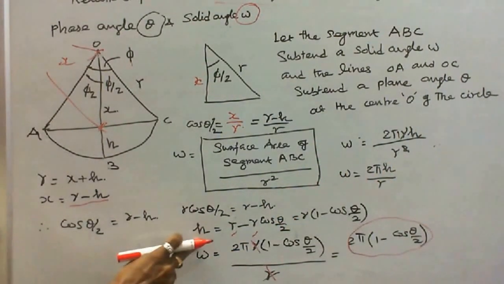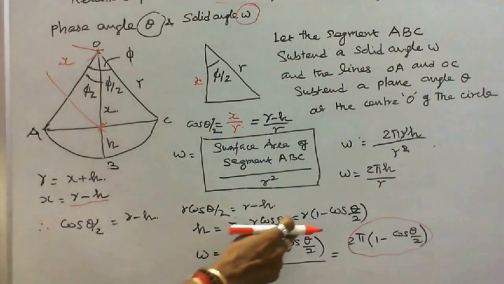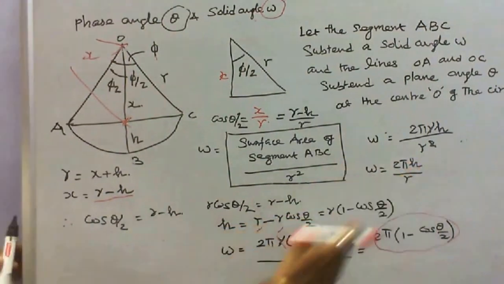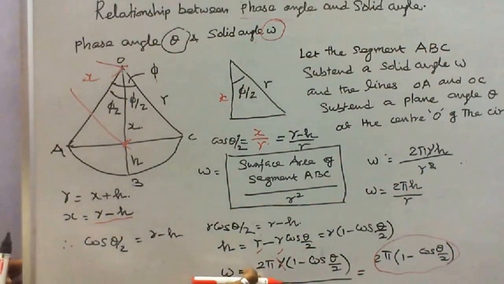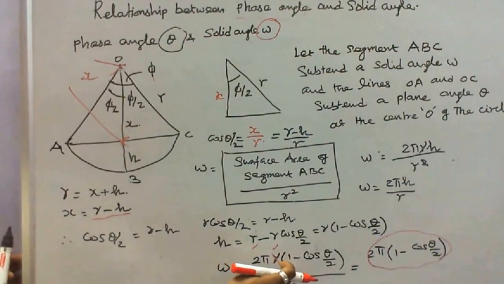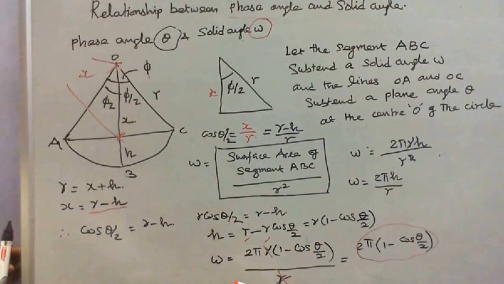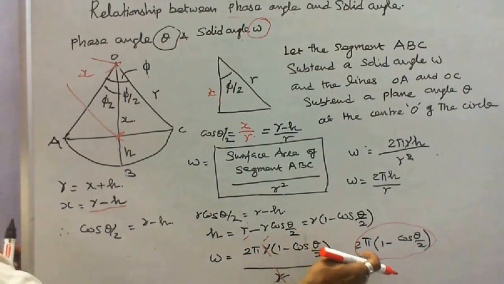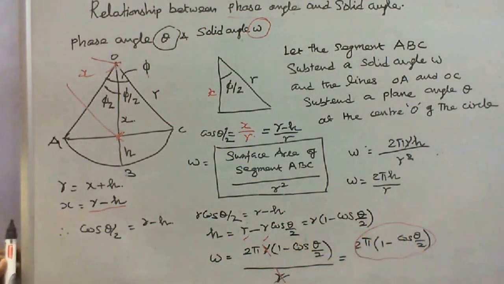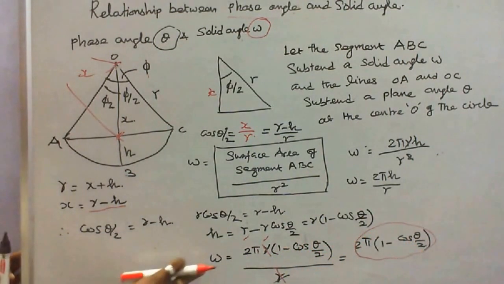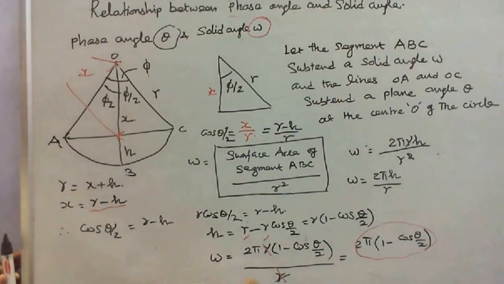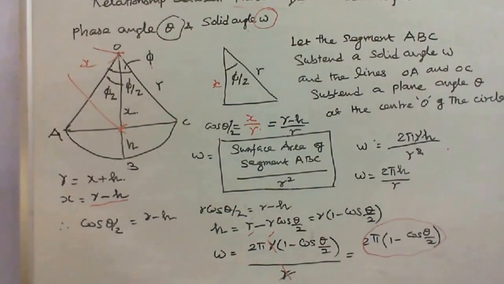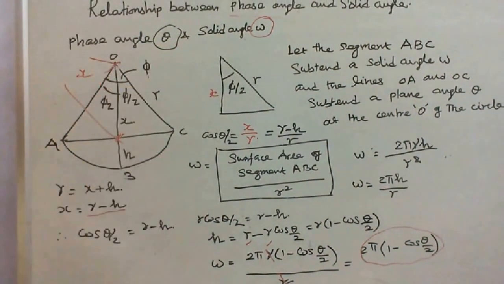Already I know the value. h is equal to r into 1 minus cos theta by 2. I substitute in the formula. Omega is equal to 2 pi r into 1 minus cos theta by 2 divided by r. R gets cancelled. Finally, I will get 2 pi into 1 minus cos theta by 2. Solid angle omega is equal to 2 pi into 1 minus cos theta by 2, where theta is the phase angle.